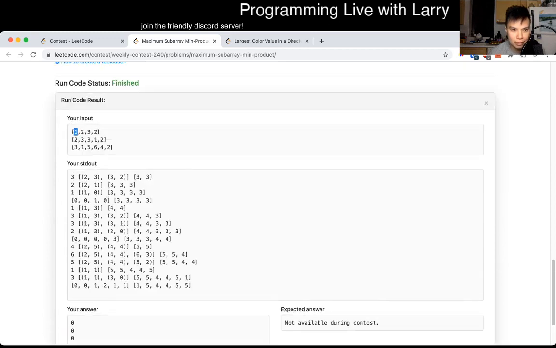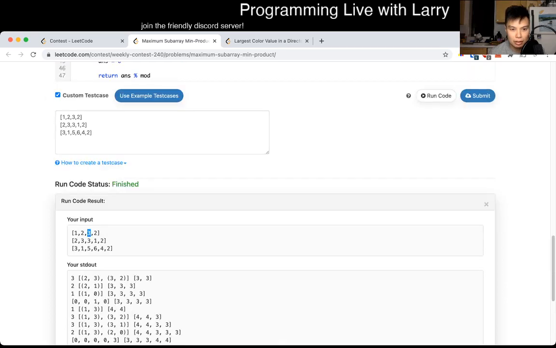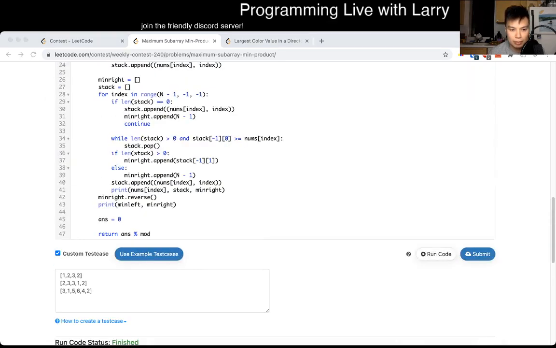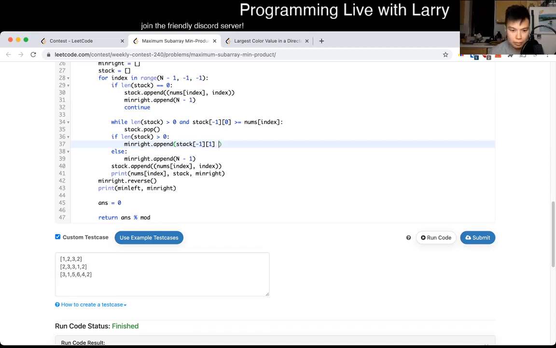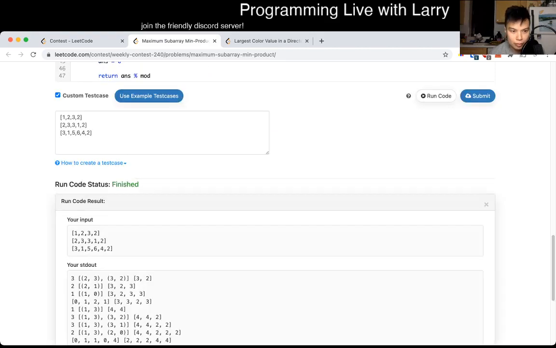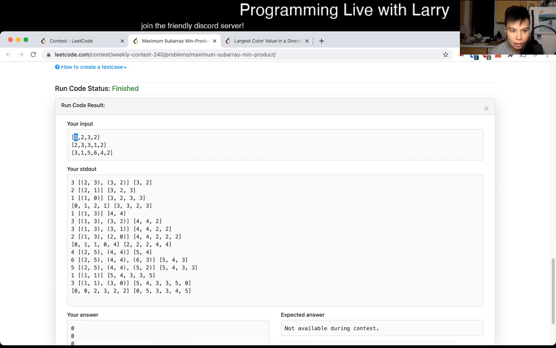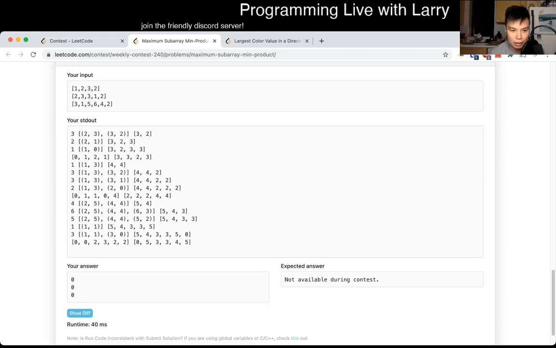This is a little awkward. 2 should be itself. 3 should be itself. Zero, 1, 2, 1, okay. And then to the right side, this goes to 3, 3, 2, 3. Okay, so I think now I have the right thing.